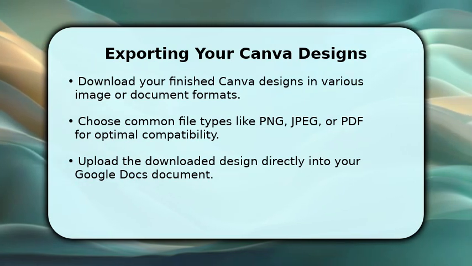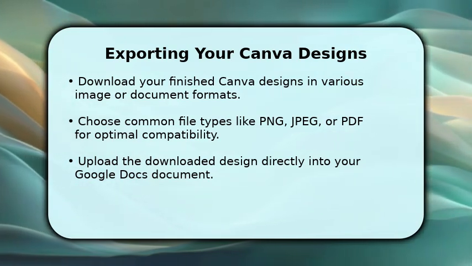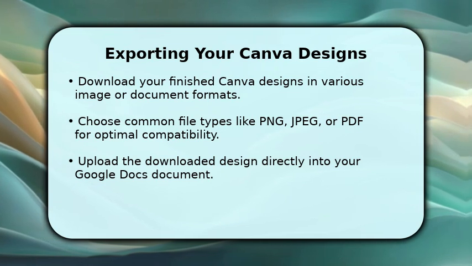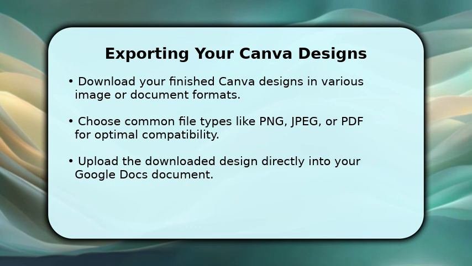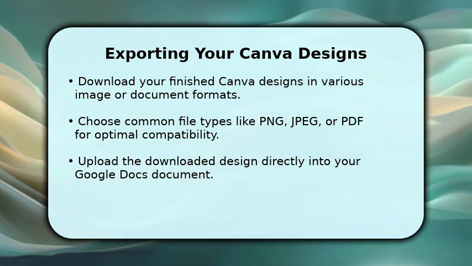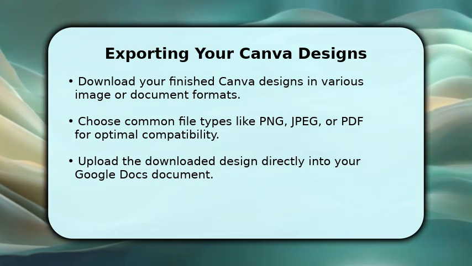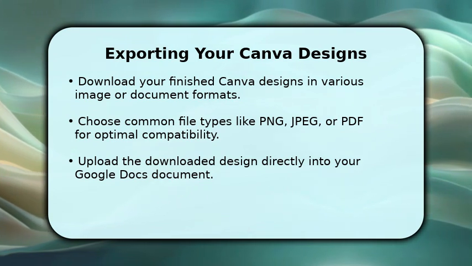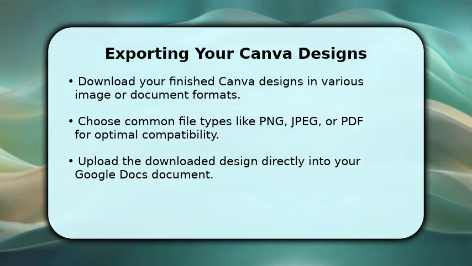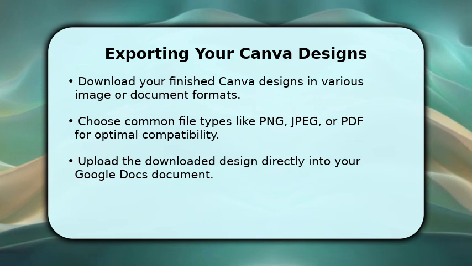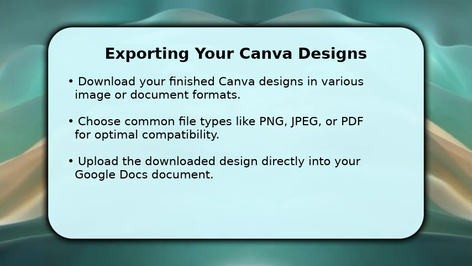Another straightforward method involves exporting your designs from Canva. Once your design is complete, simply click the Share button and select Download. You can choose from several file types, such as a high-quality PNG image or a standard PDF document. After downloading, open your Google Doc, go to Insert, and then upload the file from your computer. It's a simple two-step process.